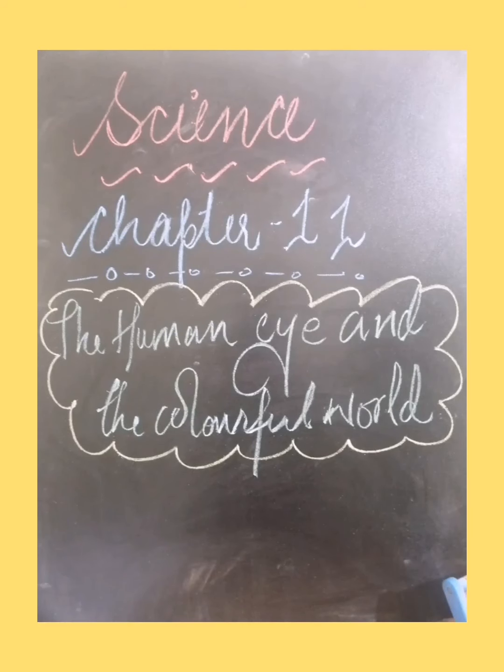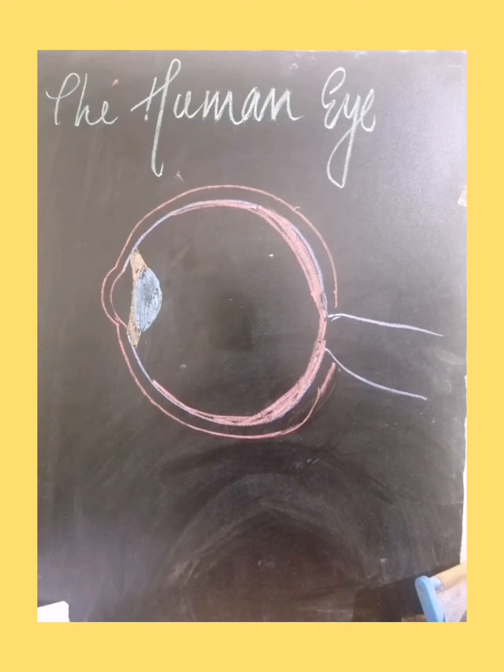Good morning everyone. Today we are going to start Science Chapter 11, The Human Eye and the Colorful World, Part 1. So let's start. First we will learn about the human eye.